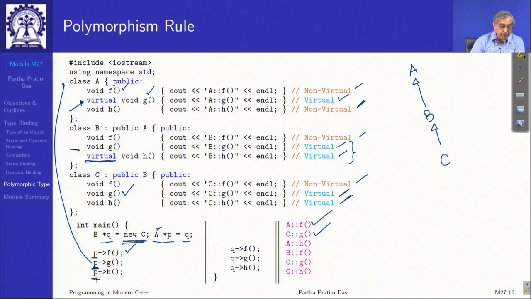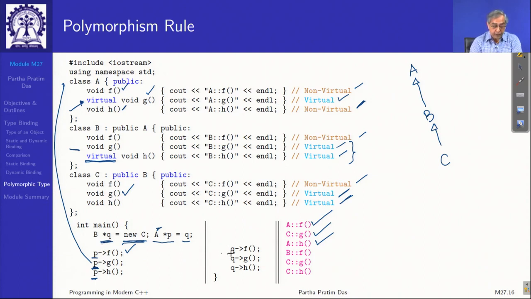What happens when I do P pointer H? H is non-virtual. So, it has to be statically bound. So, it will call A::H. Right. Now, let us think about the pointer Q.